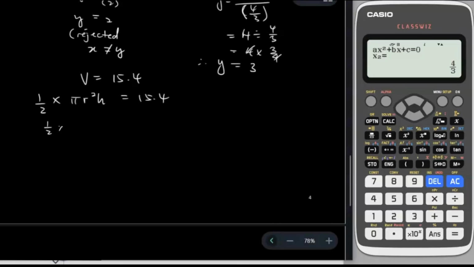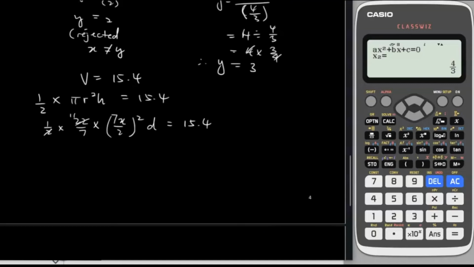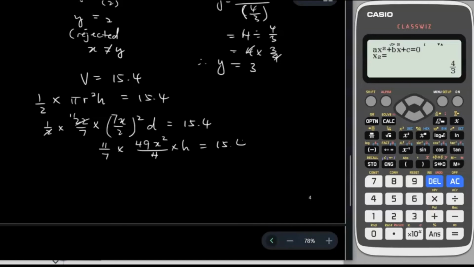So it will be half times 22 over 7, then times the radius, which is 7x over 2, whole thing squared, and then the height I'm going to put as depth. So 15.4. This one I can cancel, become 11. So we have 11 over 7 times 7 squared is 49, x squared over 2 squared is 4. And this is h times h equals 15.4.